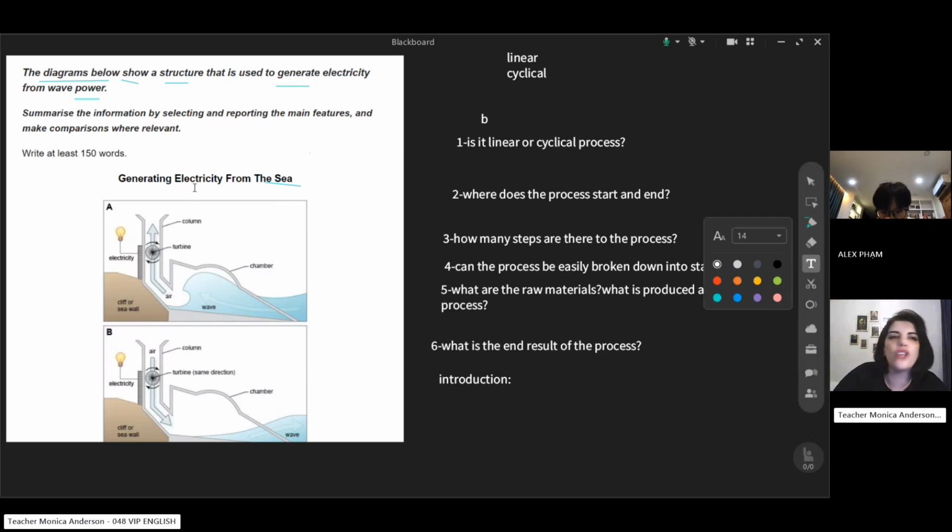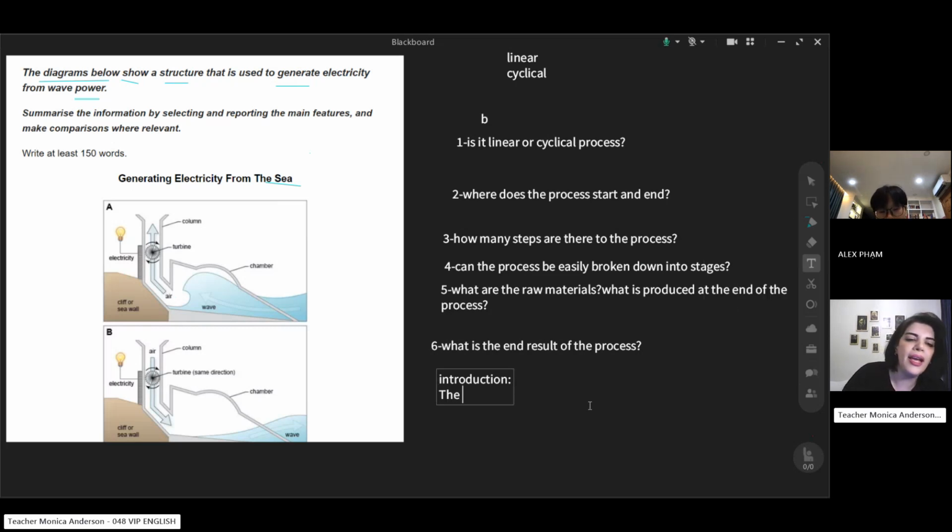So for the introduction, instead of saying "the diagrams below," I say "the 2 diagrams show," illustrate, demonstrate, depict. Instead of "a structure," I say "a method" that is used to generate, create. A method of creating what? Electricity.